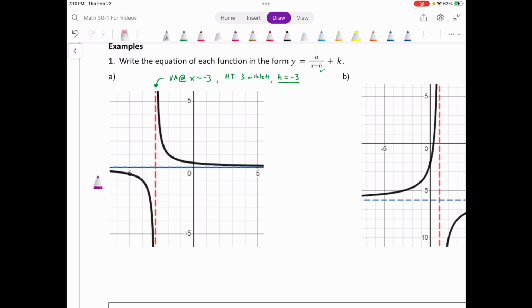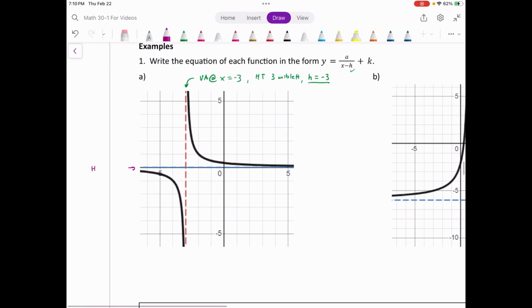Look at our horizontal asymptote. It's at y equals 0. Horizontal asymptote at y equals 0. So how does that compare to where it would be for y equals 1 over x? Yeah, it's the same. So have we vertically translated this? No, right? A vertical translation of 0, you could say. It hasn't been vertically translated. So our k is 0. Okay, 2 down, 1 to go.